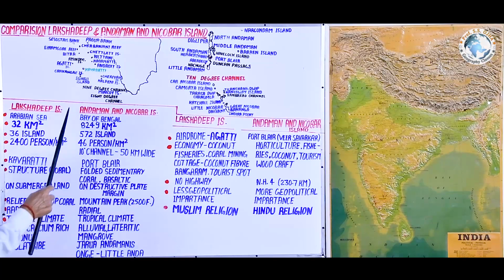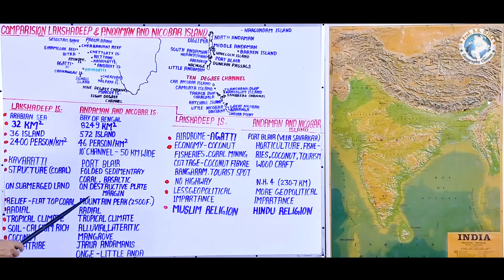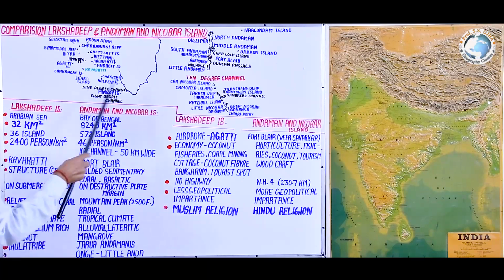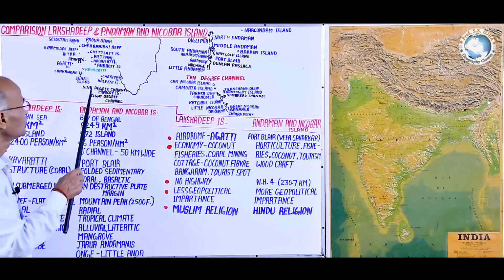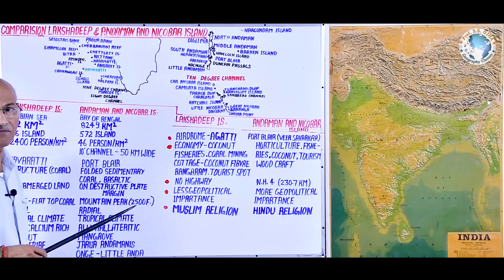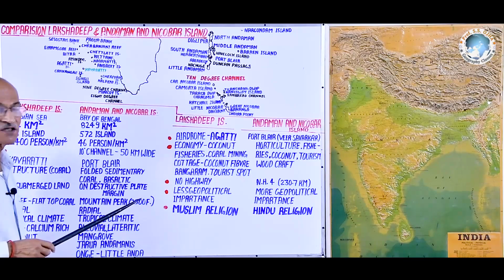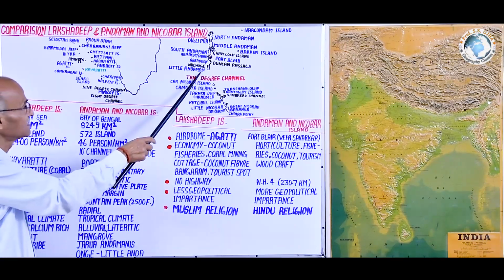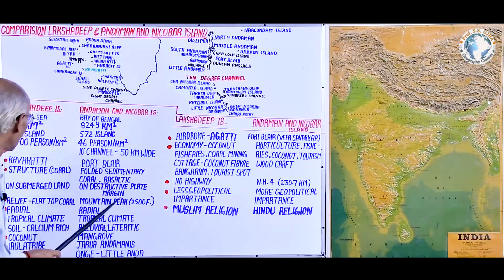Regarding the drainage, both are located in the monsoon type of climate, receiving maximum rain by the southwest summer monsoon. That's why the drainage of both is radial. Although the drainage pattern of both is the same, that is radial, the flow rate and speed of the drainage in Andaman and Nicobar is higher.